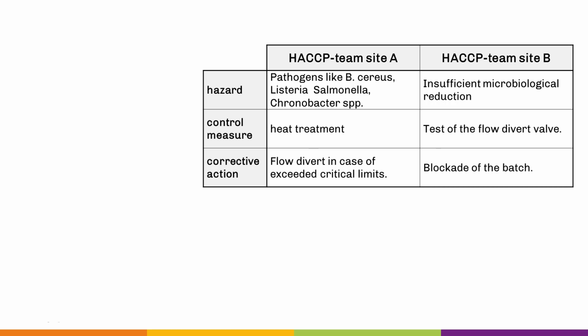Now site B comes up with a different kind of hazard. It says insufficient microbiological reduction and the control measure is the test of the flow divert and the corrective action is the blockade of the batch. These are 2 different sites. They're in the same company but they have a different HACCP. And they might talk for days but they won't find a solution because they got a totally different concept of how it's done.